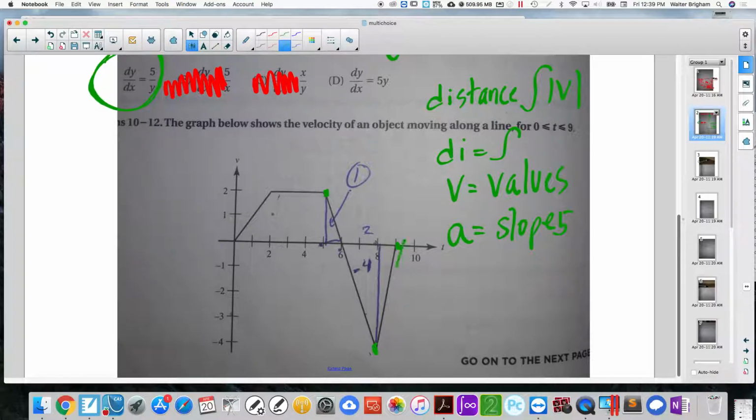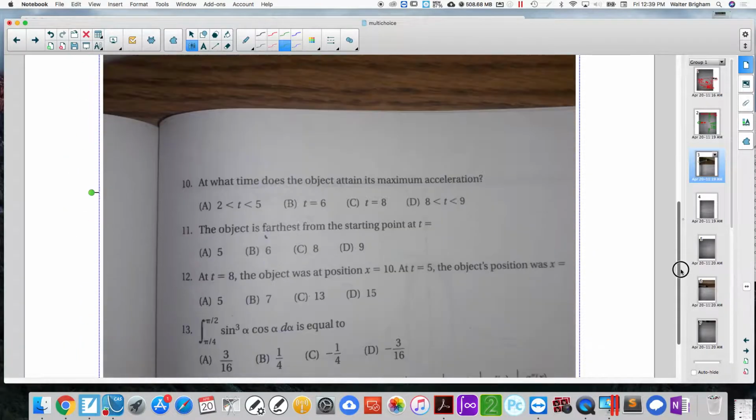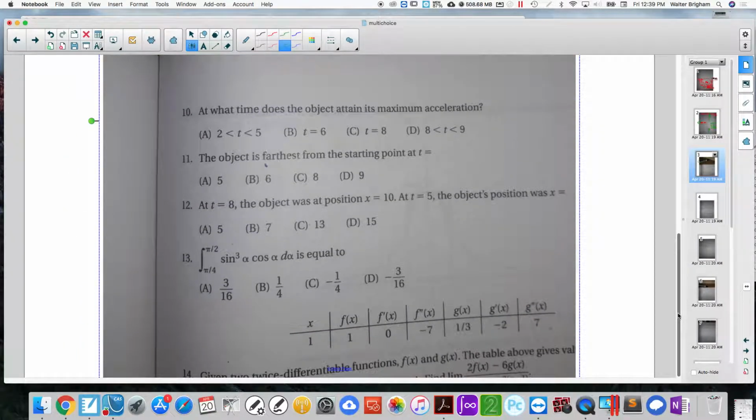Alright, I agree. It doesn't have to be steeper down. It has to be steeper up or steeper down. It looks just a little bit steeper than the other one. So we are going to circle choice 8 to 9.